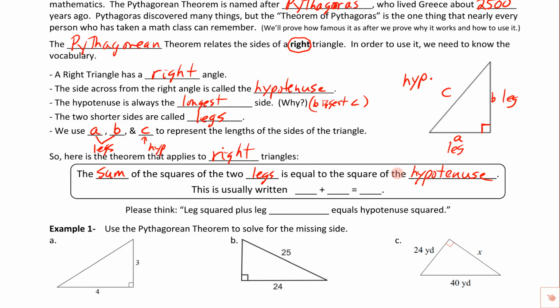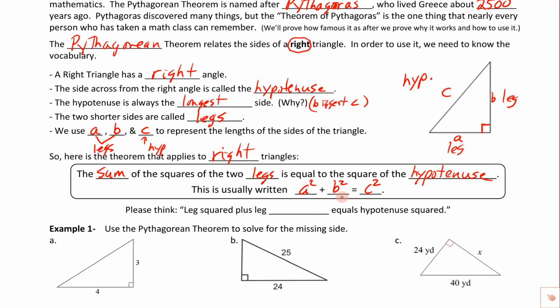And the equation is this. We're going to take this leg and we're going to square it. So that's going to be a squared. And we're going to take that leg and we're going to square it. That's going to be b squared. And sum means we add these together. So we square the legs and add them together, and it's equal to the square of the hypotenuse. So the hypotenuse is c, and we're going to square that. So the theorem is a squared plus b squared equals c squared, as long as we're dealing with a right triangle, and as long as a and b are the legs of that right triangle, and c is the hypotenuse of that right triangle.